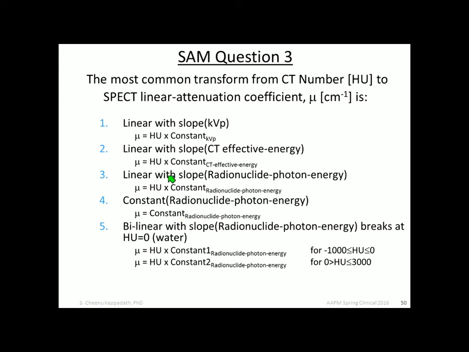Okay. Good. So the most common transform from CT number to SPECT linear attenuation coefficient is what? Is it a simple linear line where the mu attenuation coefficient is proportional to Hounsfield unit? Or is it again linear where the constant is based on the effective energy of the CT? Is it again simply linear where the constant is proportional to the radionuclide photon energy? Or is mu independent of everything, just a simple constant? Or is mu a bilinear function with a slope that breaks around water? Okay, so how does mu vary? Is it linear with HU or is it a bilinear function with HU?